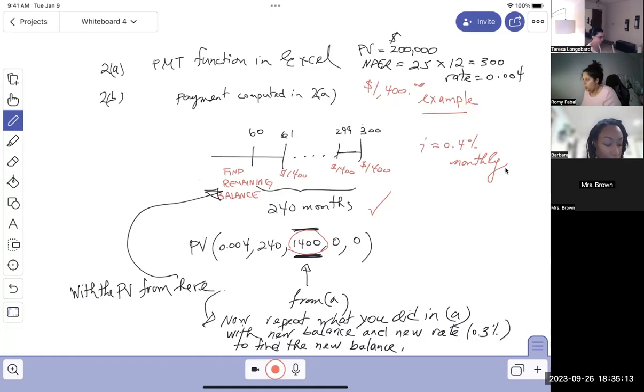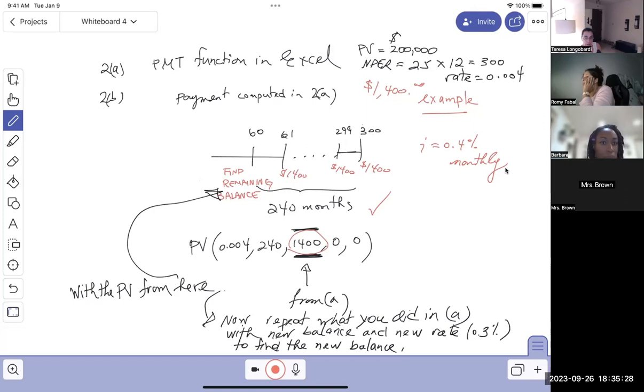And then once you get that from the 5 years, you're going to subtract that from the 200,000, and that's going to give you your new 20 years mortgage. That's how I did it.